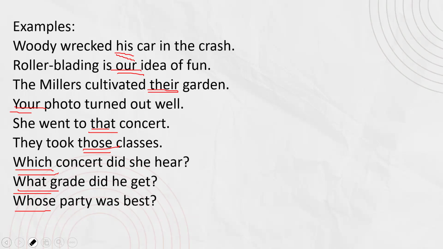Again, you can figure out which word is the adjective when you answer the question, which one? What kind? Okay? Woody wrecked his car in the crash. Which car? His car. Rollerblading is our idea of fun. Which idea? Our idea. Okay? So there.